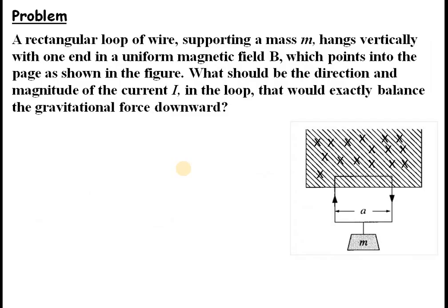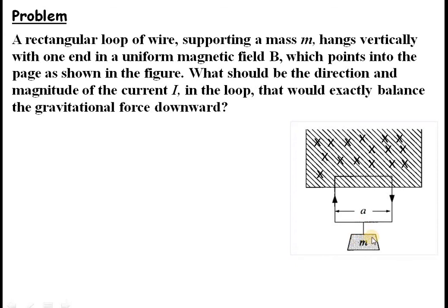So here is the second question. This question is taken from your prescribed textbook, Griffiths. A rectangular loop of wire supporting a mass M hangs vertically with one end in a uniform magnetic field B, which points into the page as shown in the figure. What should be the direction and magnitude of the current I in the loop that would exactly balance the gravitational force downward? Very beautiful problem. You have a loop. This is the loop actually.